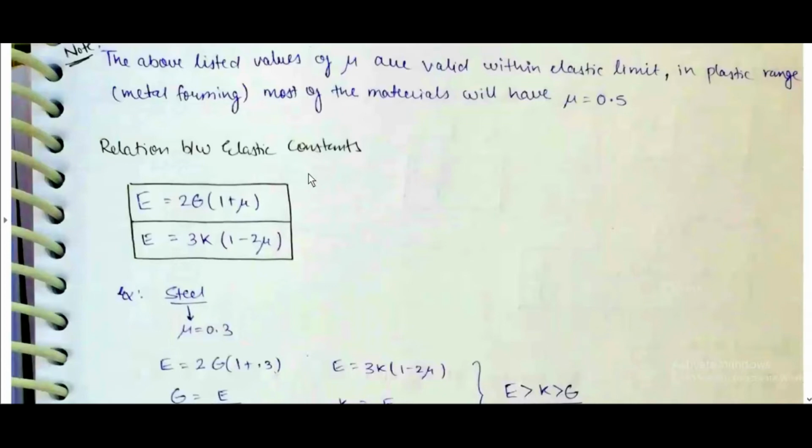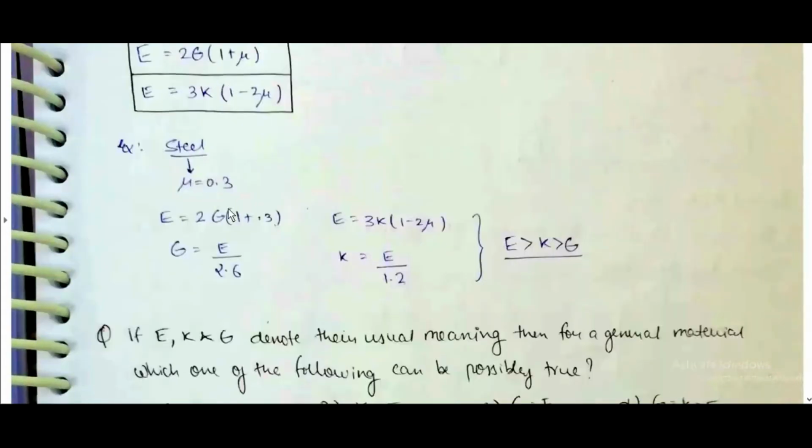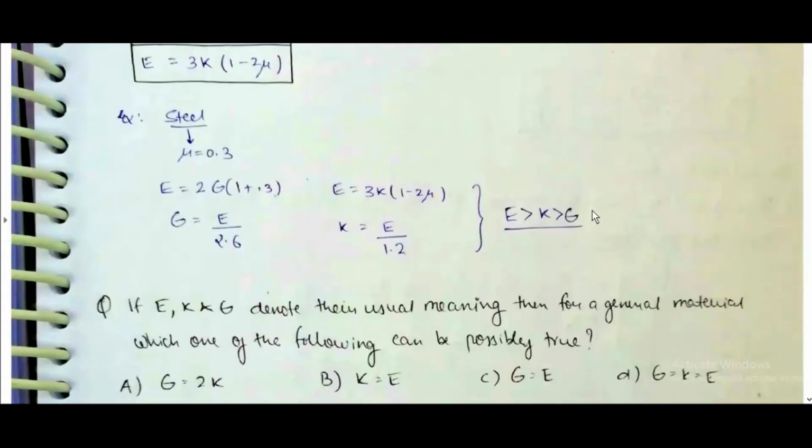Relation between elastic constants: E is equal to 2G into (1 plus mu), and E is equal to 3K into (1 minus 2 mu). Example, steel, mu is equal to 0.3: E is equal to 2G into (1 plus 0.3), so G is equal to E by 2.6. E is equal to 3K into (1 minus 2 mu), so K is equal to E by 1.2. From this we can understand that E is greater than K, which is greater than G.